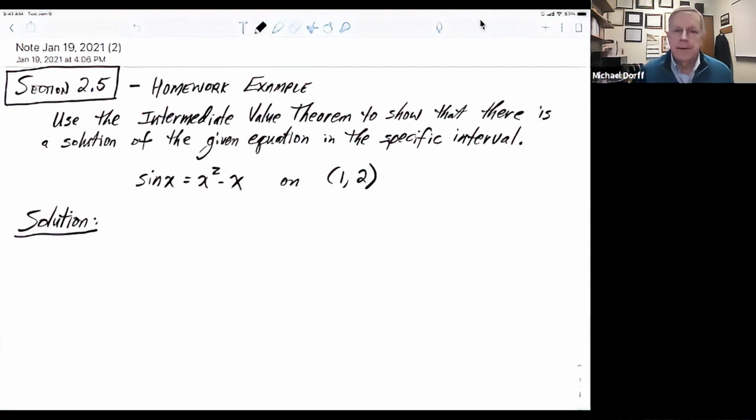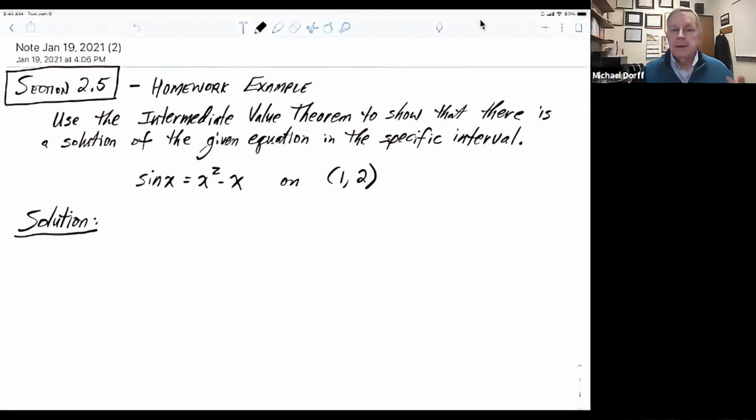We're in section 2.5, and we're going to look at an example of a homework problem. This one says we're going to use the intermediate value theorem to show that this given equation, sine x equals x squared minus x, has a solution in the interval 1, comma 2. That means that there's some x value between x equals 1 and x equals 2, such that sine of that x value equals x squared minus x.